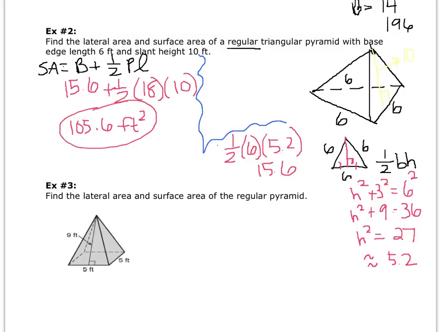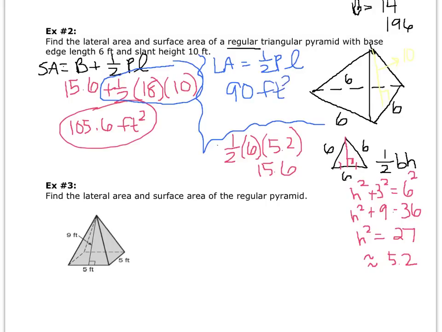I'm going to kind of section this off here. Lateral area, remember, you don't want the base. So the part of the formula you need is 1/2 PL. And so since I can see, I'm going to just circle in a different color. I have my work over there. So I'm going to do 1/2 times 18 times 10, and I am getting 90. So my lateral area is 90 feet squared.